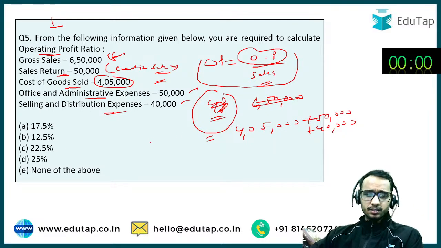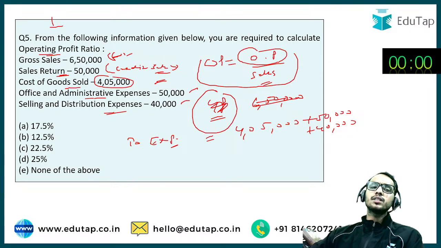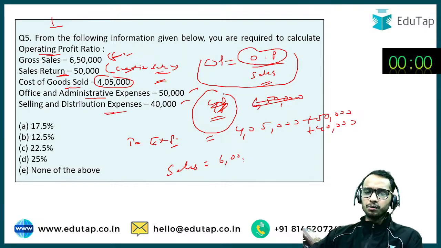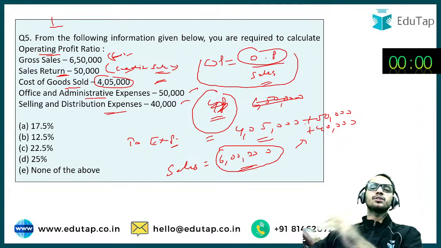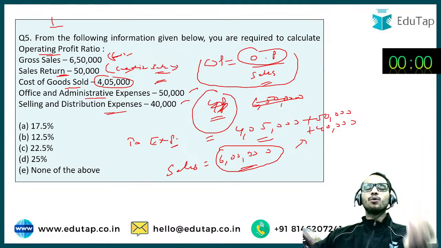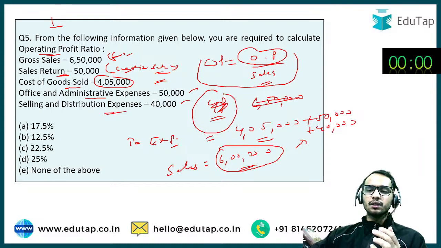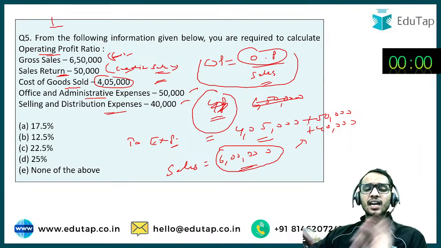Gross sales. So I'll write it here. Expense. Okay, total expense. Total operating expense, you can say. Gross sales is 6,50,000. Sales return is 50,000. So yes, sales are 6 lakh. Oh, very, very easy question now. Sales is given to you. Expense is given to you. 4,05,000 plus 50,000 is 4,55,000. 4,55,000 plus 40,000 is 4,95,000.